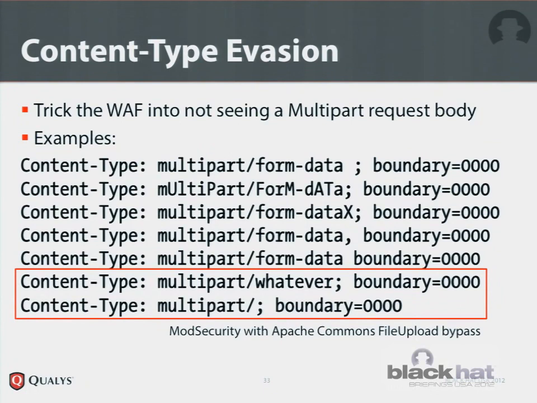You can see these variations. You can use all the usual tricks. You can use case variation. You can try to break the Content-Type request header in various ways so that it breaks when a WAF attempts to parse it, but it works when the backend tries to parse it. The last 2 examples here are what worked with the ModSecurity Core Rule Set, and what worked with ModSecurity and Commons FileUpload.